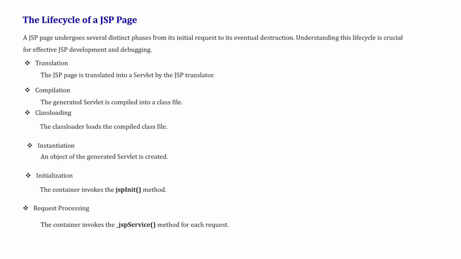Translation. The JSP page is translated into a servlet by the JSP translator. Compilation. The generated servlet is compiled into a class file. Class loading. The class loader loads the compiled class file. Instantiation. An object of the generated servlet is created. Initialization. The container invokes the JSP init method. Request processing. The container invokes the JSP service method for each request.